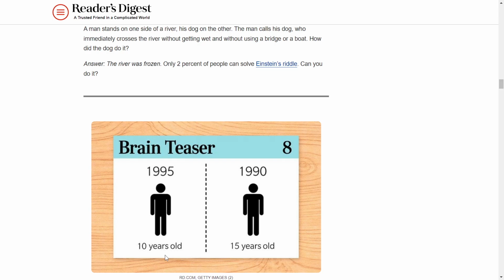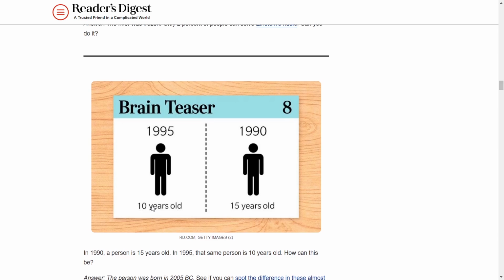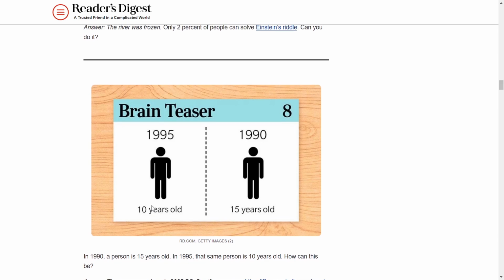1995, 10 years old, 1990, 15 years old. Well, close. In 1990, a person is 15 years old. In 1995, that same person is 10 years old. How can this be? 10 years of difference. Maybe we're talking about leap years. Leap years would almost make sense. No, they would not make sense.